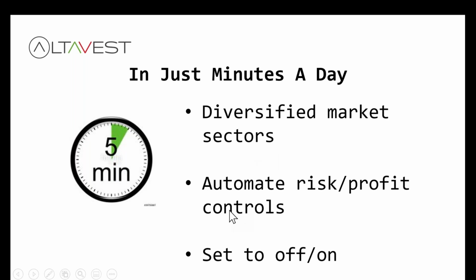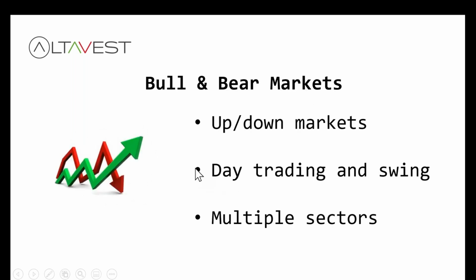You can automate. All these systems are automated, of course. That's the whole point, all the risk and profit controls. And what you do is you set the system to off or on. If you set it on, you just walk away, and the automation takes care of everything else. Doesn't matter if the markets are moving up or down or what market it is. There's day trading systems and swing trading across multiple sectors.